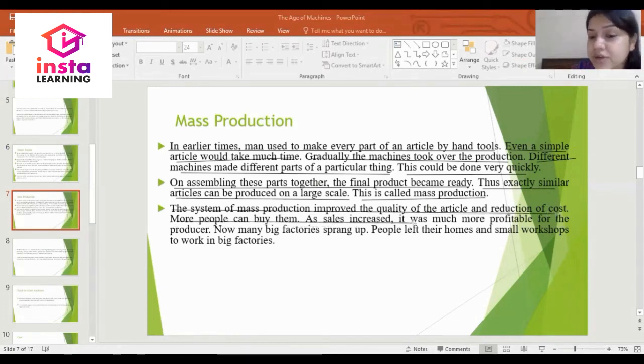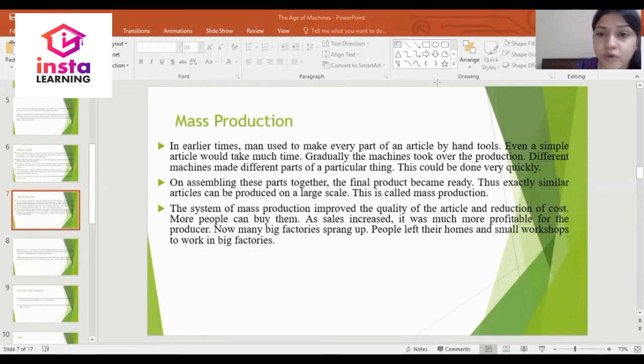As sales increased, it was much more profitable for the producer. Now, many big factories sprang up. People left their homes and small workshops to work in big factories. So, dear student, let's understand more about mass production.